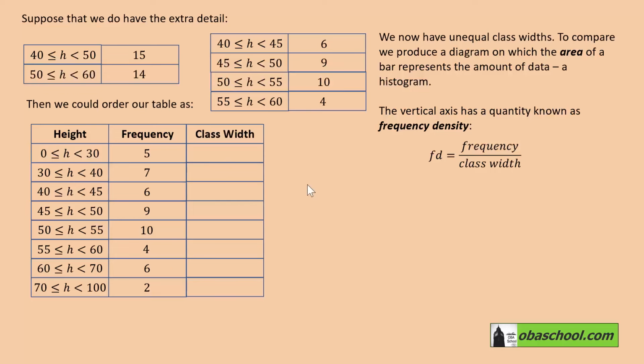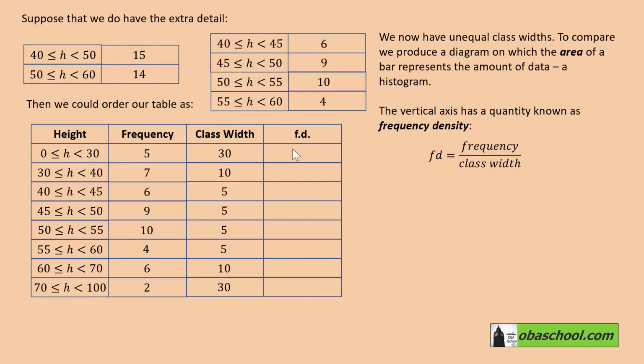We can see the first class has a width of 30. And then the next one is 10. Then we have some that have a width of 5. Then we have another 10 and a 30 at the end.